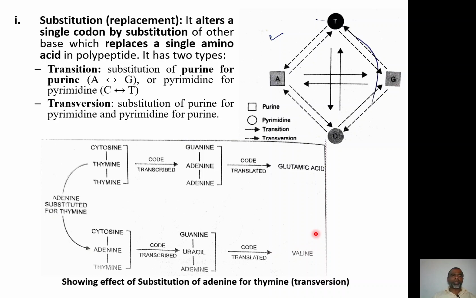This is how the transition and the transversion, that is the substitution of the bases with one another, leads to the change in the amino acid, and thereby they change the polypeptide chain, and as a result the characteristic feature of the individual will get changed.